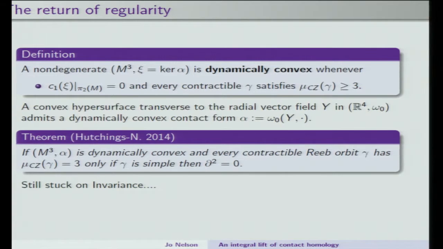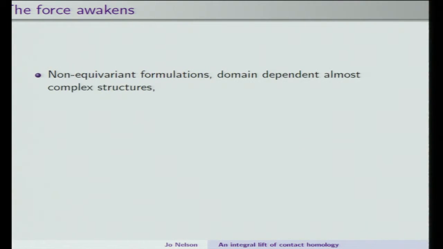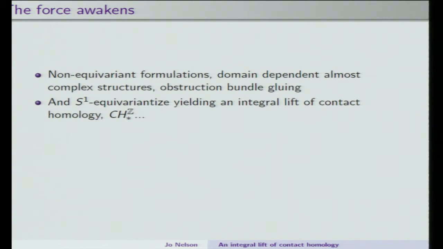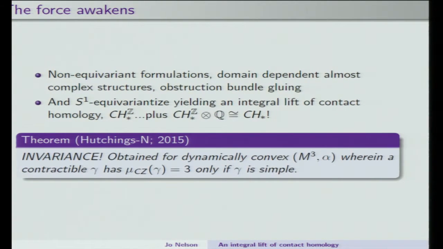But of course, we still would like to prove something about invariance. So then we have to do a lot of stuff. We come up with some non-equivariant versions of contact homology, and we do this using domain-dependent almost complex structures. We use obstruction bundle gluing, and then we wave our magic S1-equivariant wands, and we get an integral lift of contact homology, which is defined over Z, and we can also recover the old formulation of contact homology by tensoring our theory with Q. And we get invariance this way, so that's awesome.